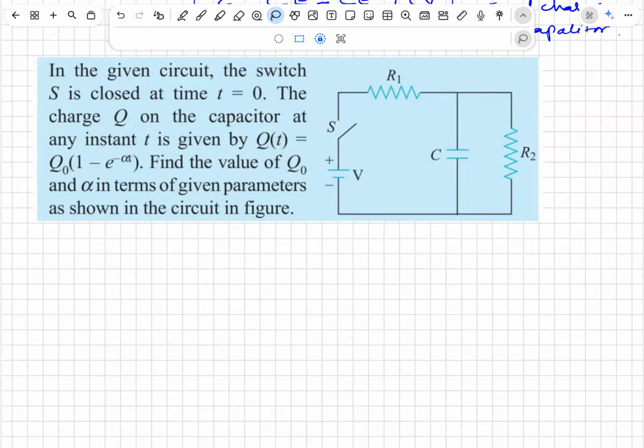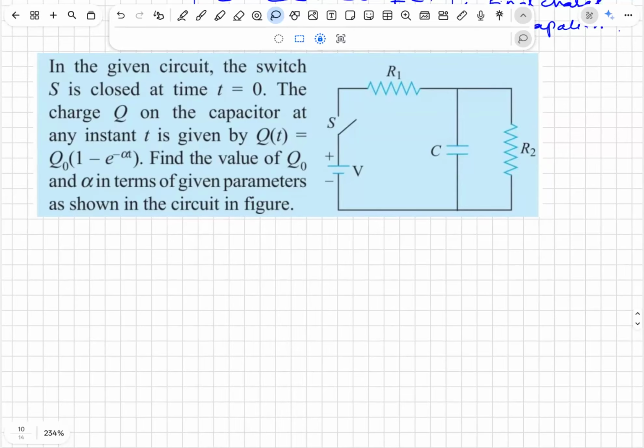Oh, in this question, care must be taken. I told you clearly, fortunately, initially there is no charge. We have done this question, this model, yesterday. When you see this circuit, resolve this into three portions.